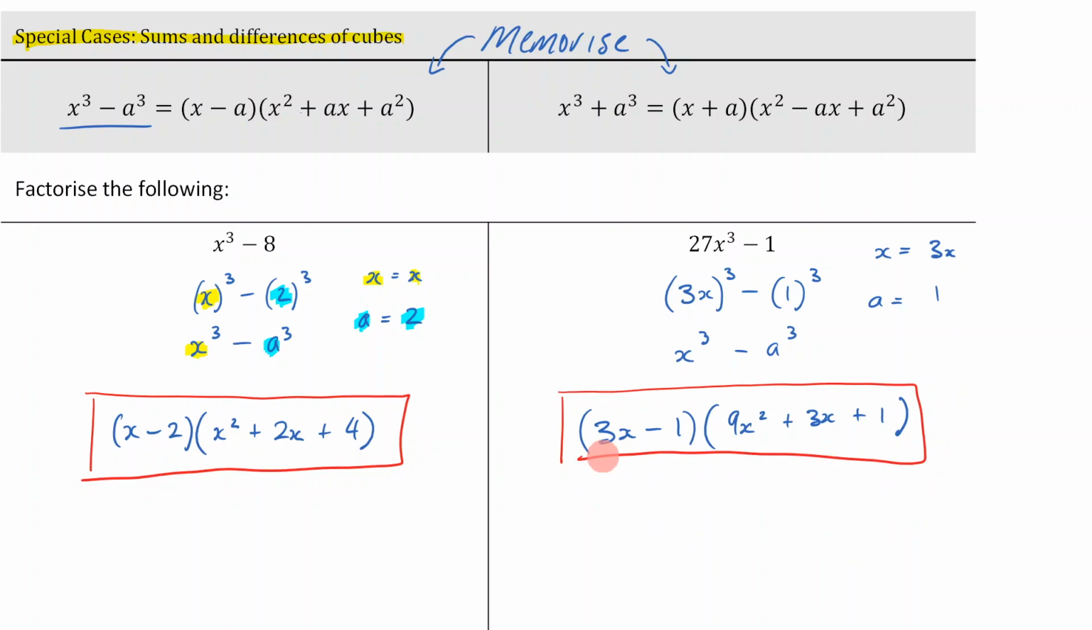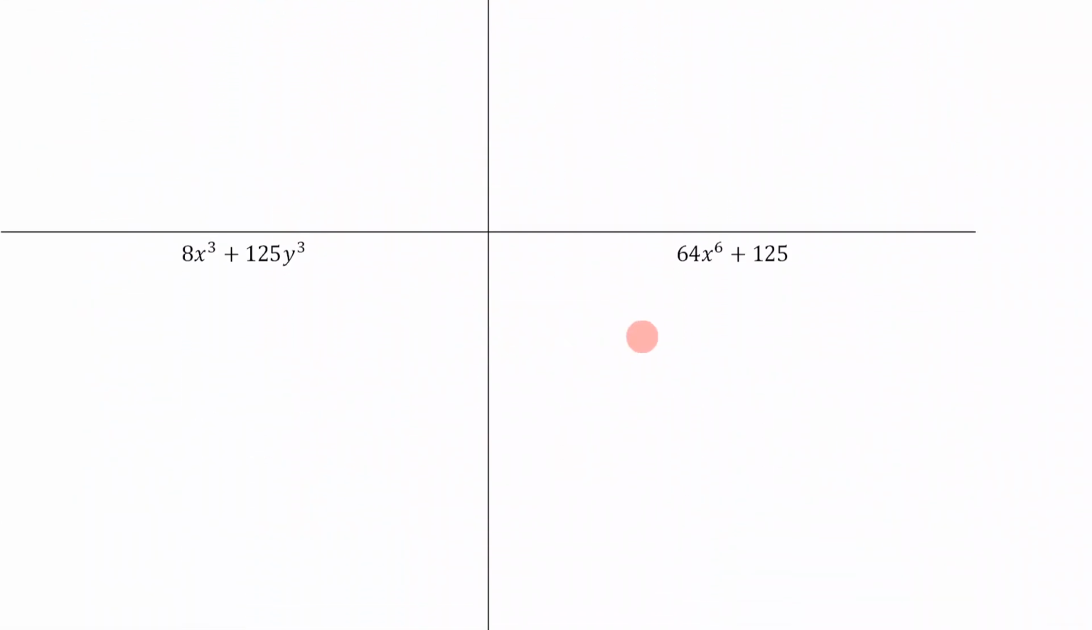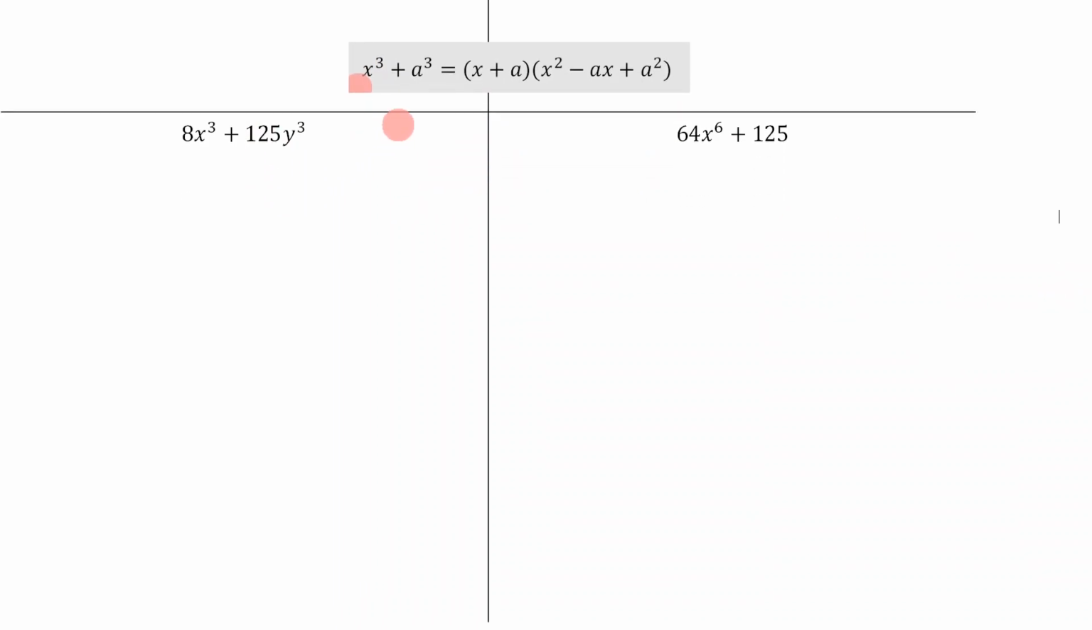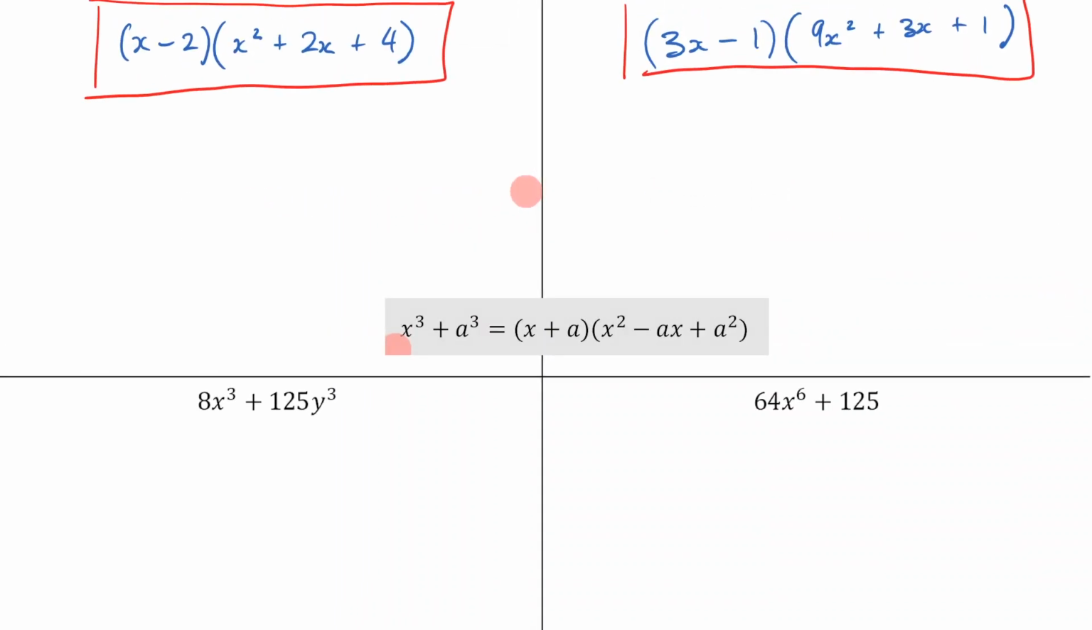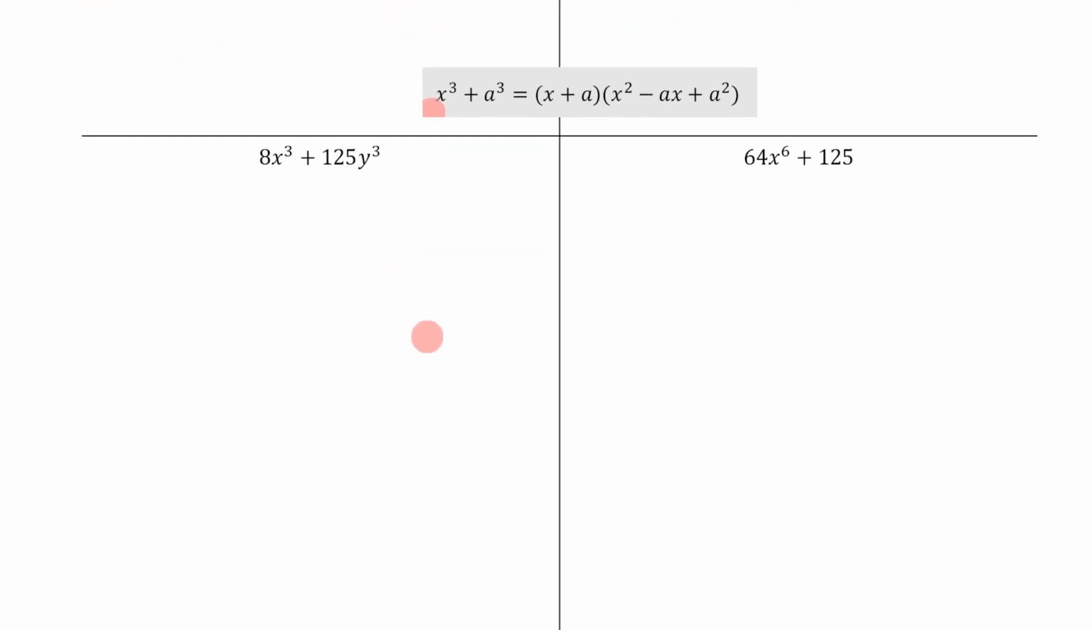Perfect. And then we come to this one now. Now again, you're just going to have to memorize this. So I'm just going to copy this for a second as I scroll down here, because for this one, it's now plus. So we're going to have to be able to do these. So now with the plus ones, let's see how we go.